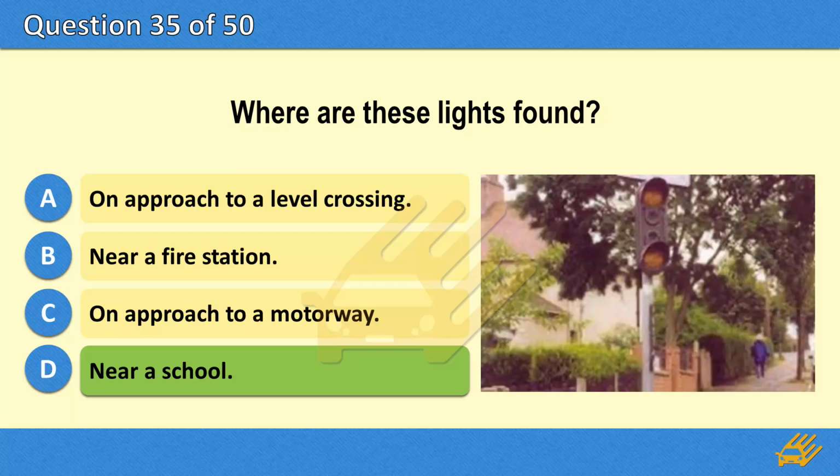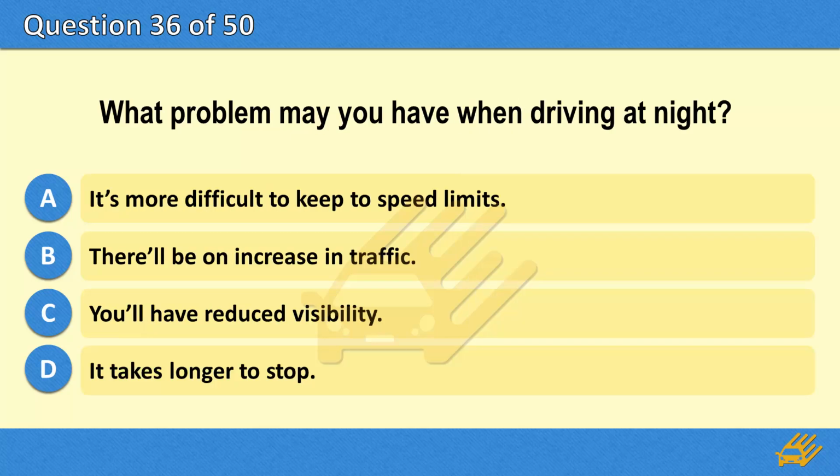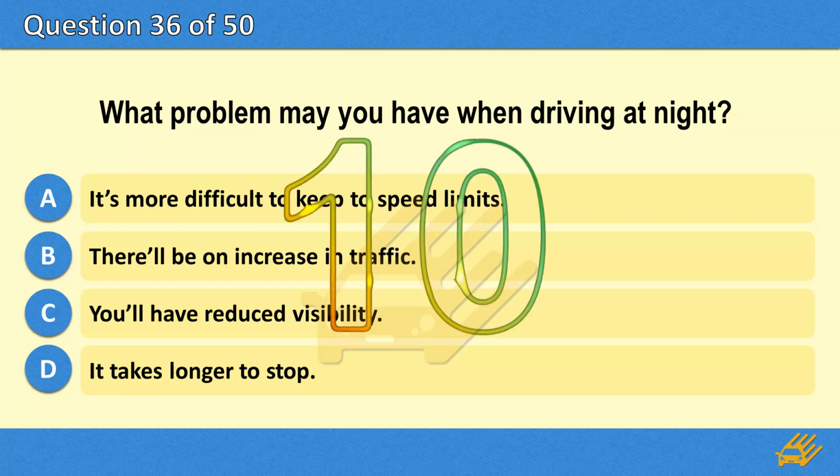The correct answer is D. Near a school. What problem may you have when driving at night? A. It's more difficult to keep to speed limits. B. There'll be an increase in traffic. C. You'll have reduced visibility. D. It takes longer to stop.